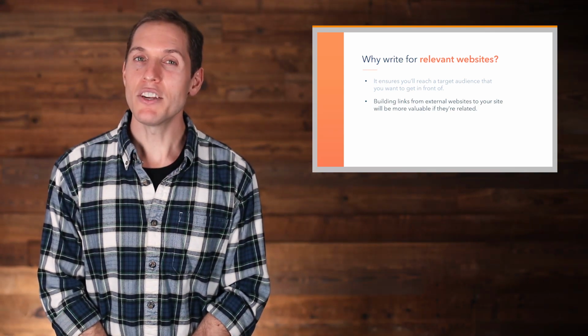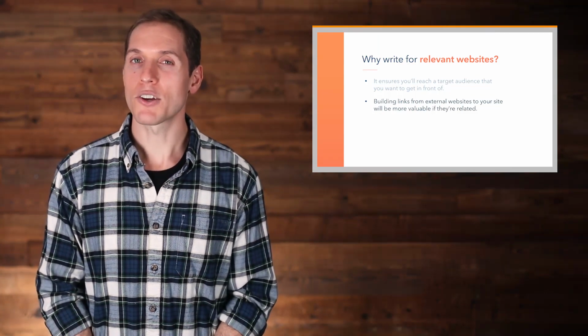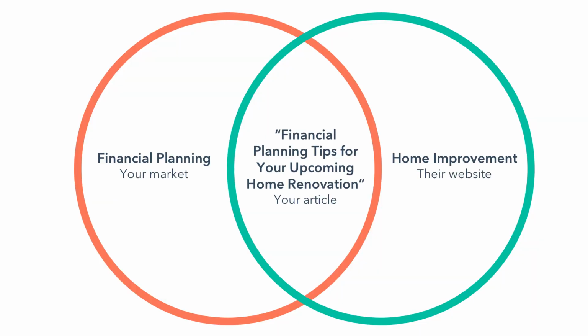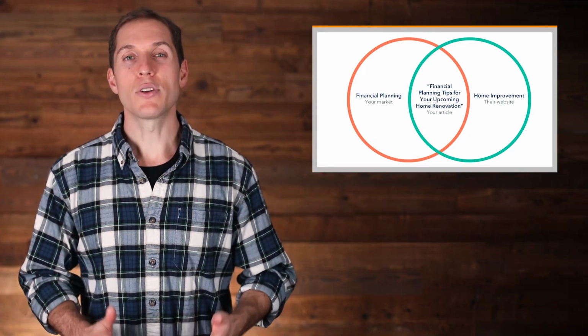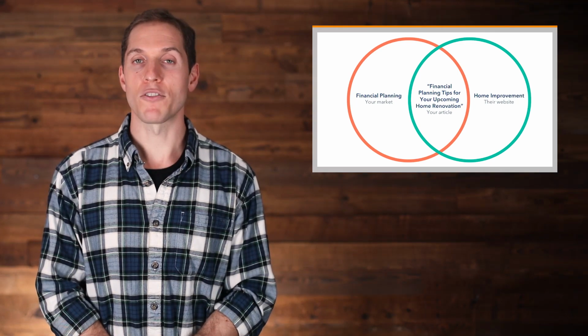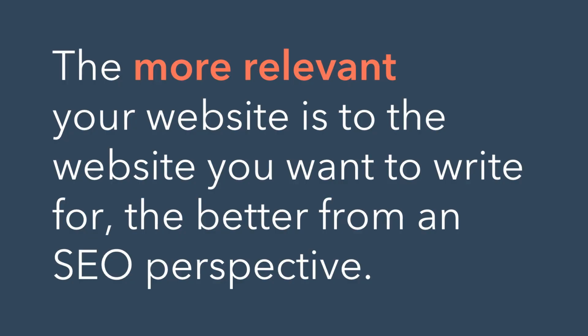However, that doesn't mean you can't identify opportunities that exist outside your market. There's definitely a way to get creative and find overlap between two semi-related niches. For example, your financial planning company could write for a home improvement website by creating a post on financial planning tips for your upcoming home renovation. With this approach, you can strategize opportunities that come your way and justify whether or not they're beneficial for you. But remember, don't stray too far off the path. The more relevant your website is to the site you want to write for, the better from an SEO perspective.